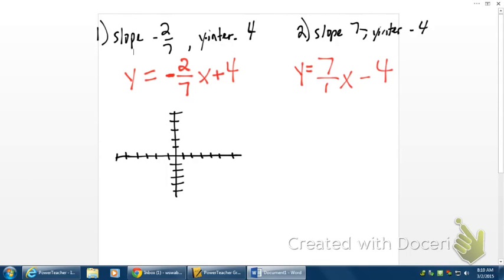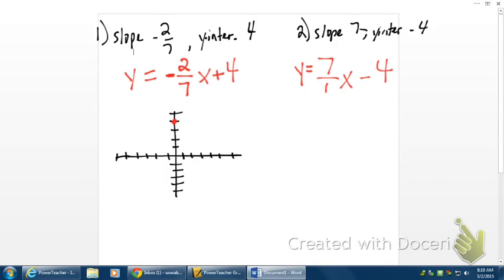What's my y-intercept? Positive 4. So I would start here. Always start at the origin, the middle. And if my y-intercept is positive 4, well, I'm just going to go up 4. So up 1, 2, 3, 4. And I'm going to plot that point. Okay?